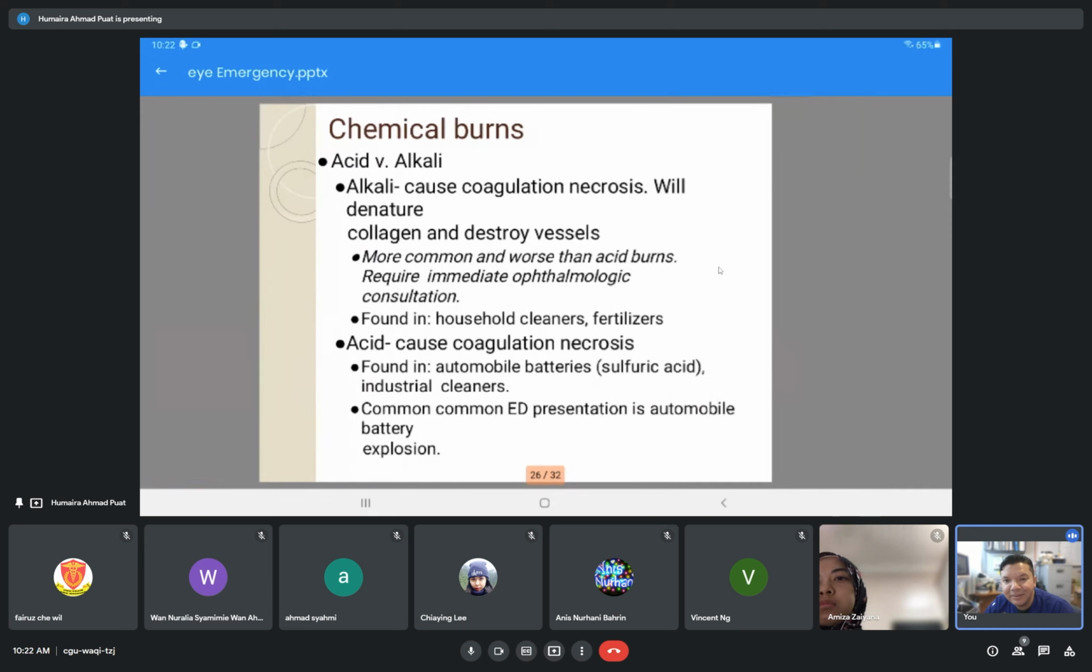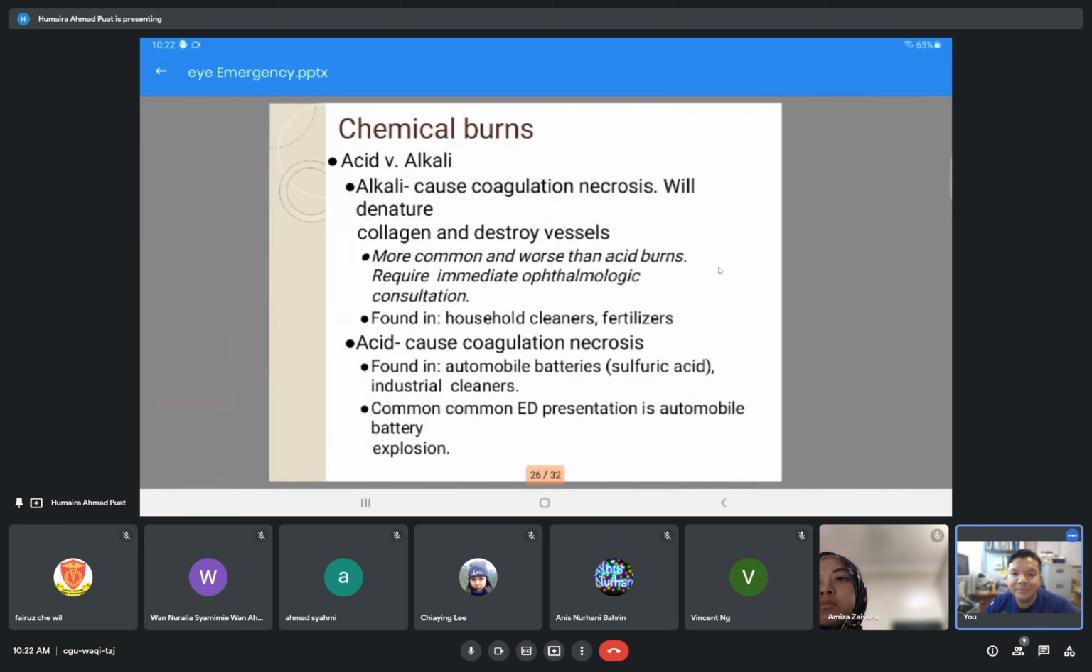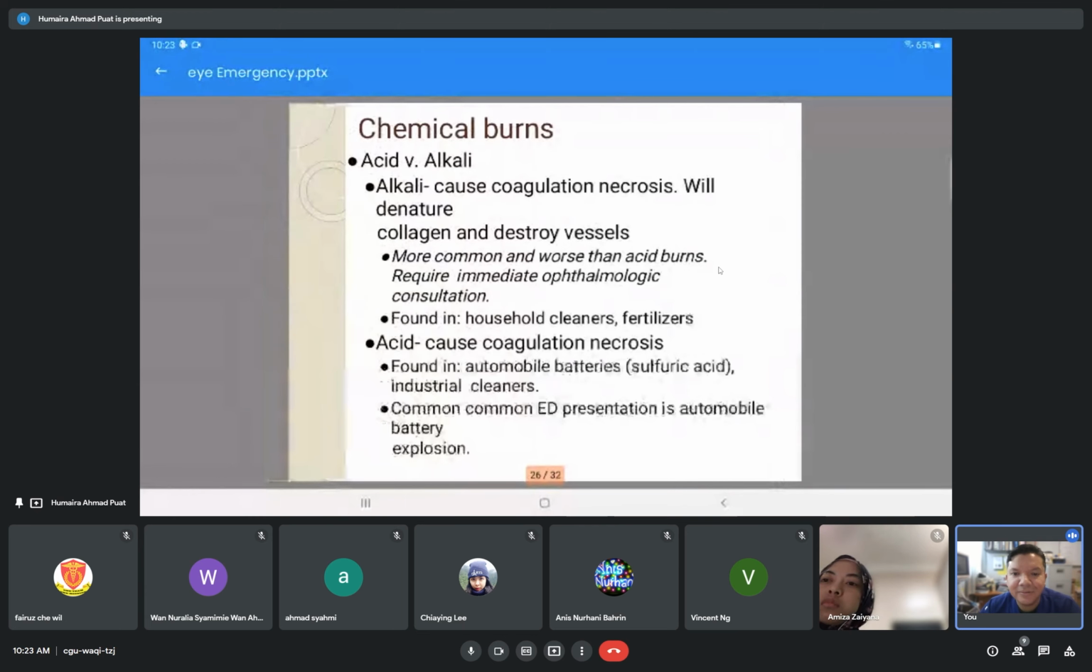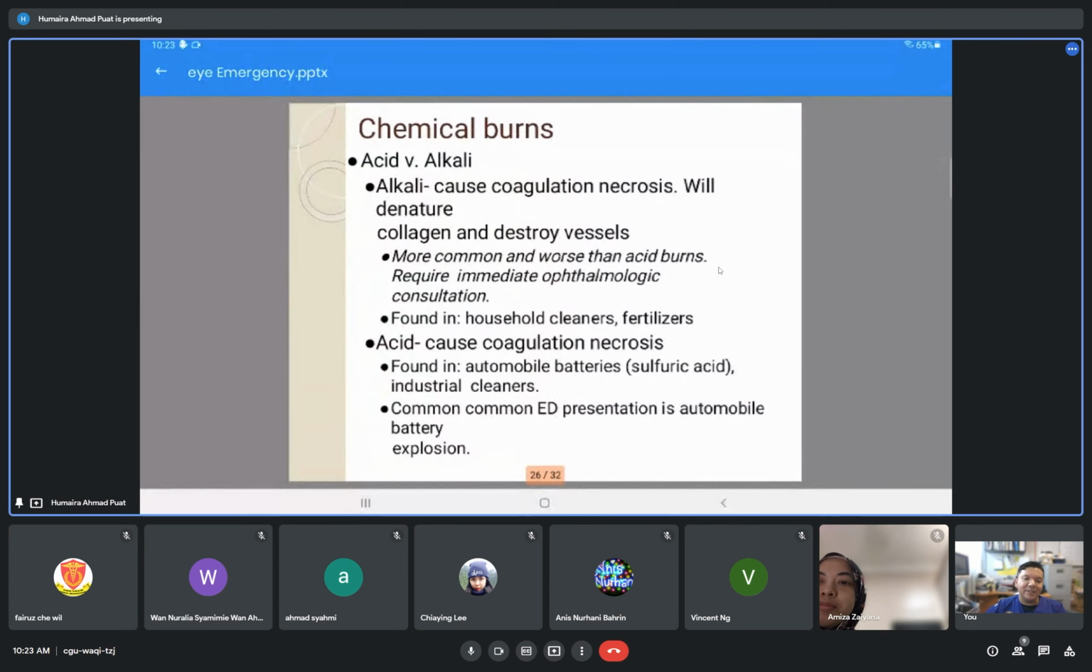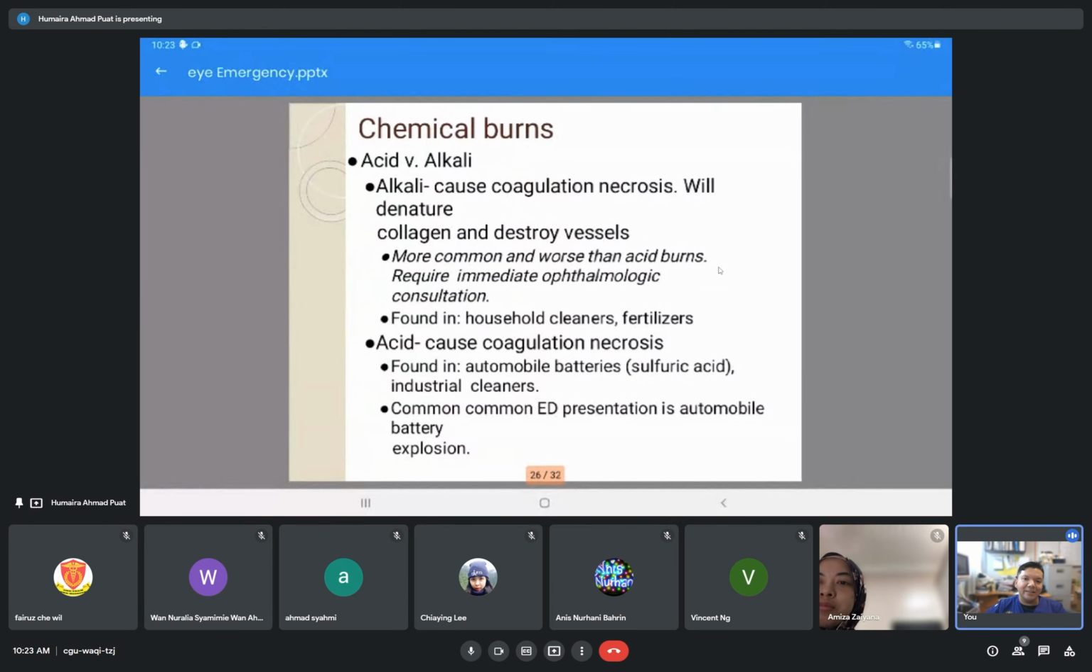All the treatment on our side is irrigation. Irrigate a lot, then I just refer to ophthalmology. But before irrigating, always put in your topical anesthetic. Okay, we can continue with this one.